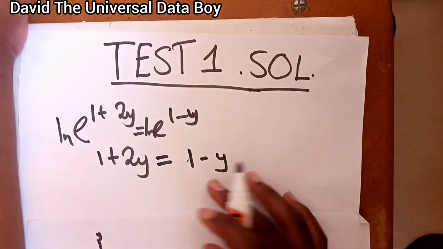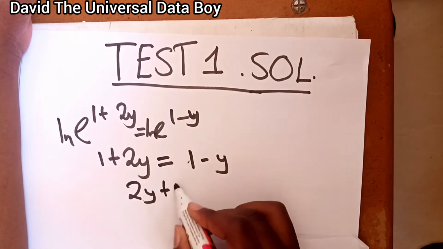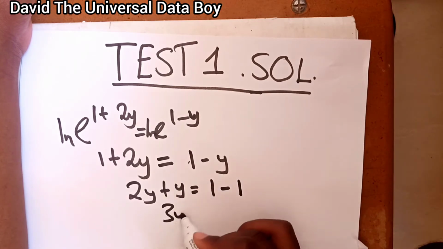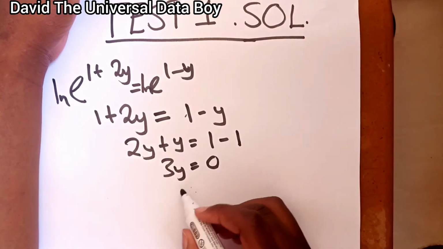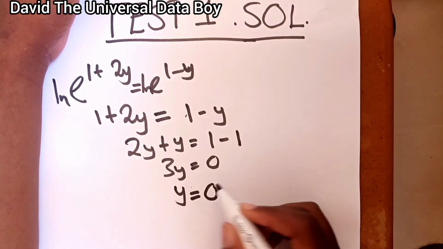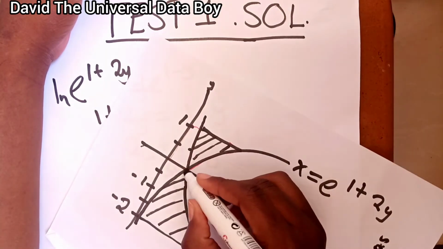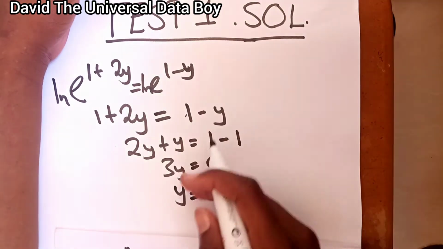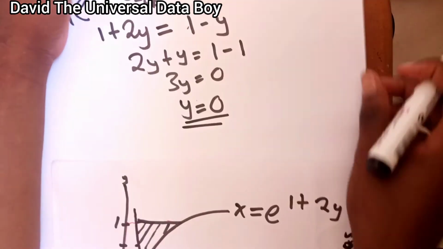Making y the subject, we take this one this side and this one that side, so we have 2y plus y is equal to 1 minus 1, so 3y is equal to 0. Since 3y is equal to 0, the only possible value of y is 0. So we have the point where they meet, at y is equal to 0. That was the case here, but mostly it's not, so you just have to find it, and for the sake of showing your working, you do that.